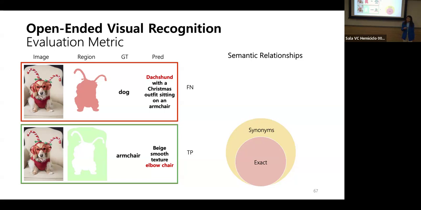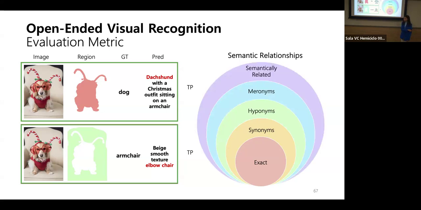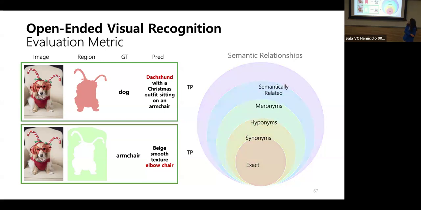It is worth noticing that our semantic labels are cumulative. So this will continue to be a true positive for the remaining semantic labels that we have. We are also considering hypernyms. So for example, "animal" is a hypernym of "dog", so now this is a true positive. And we continue doing the same for the remaining semantic labels that we consider, which are meronyms and also semantically related concepts.